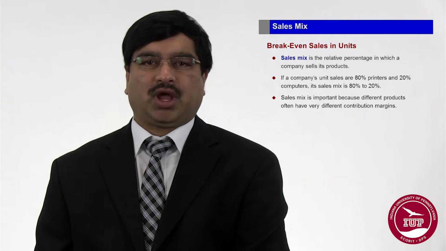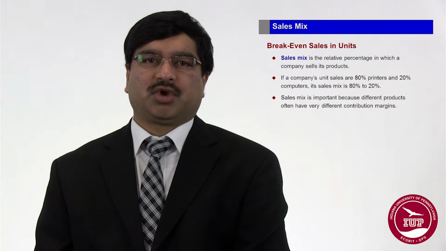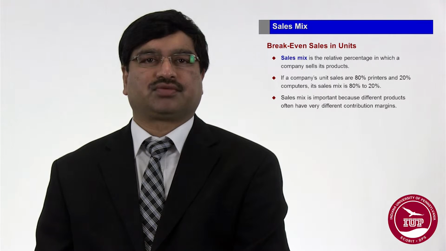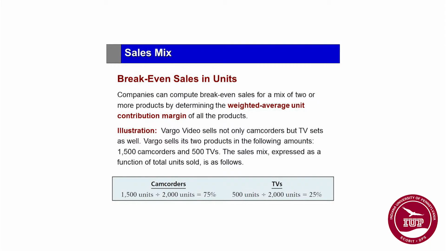It is used as weights to compute the weighted contribution margin to get the break-even point in terms of multiple products. When we talk about a sales mix, what we are talking about is the relative proportion of units sold for each of the products in total sales. So for Vargo Video, for example, it has 2,000 units of total sales.